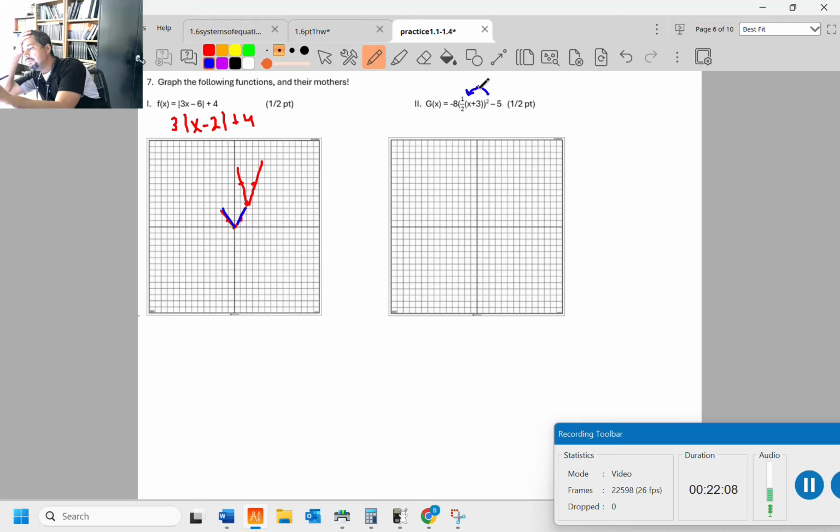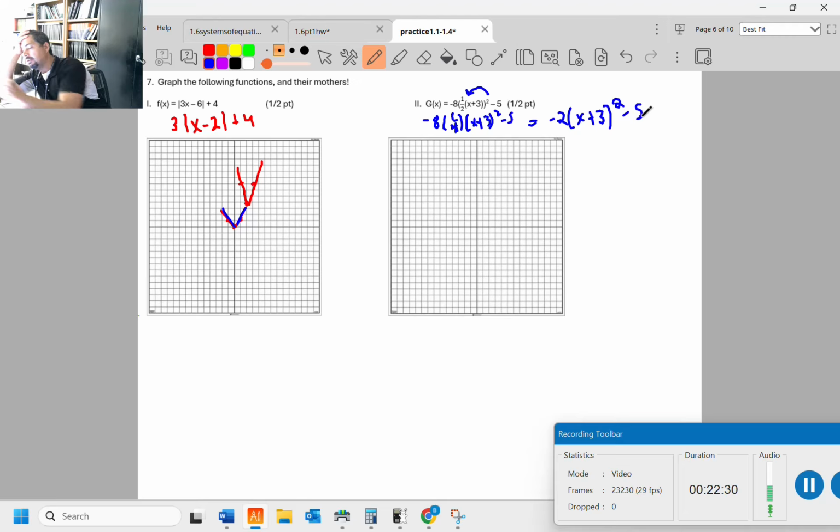All right, this one's going to take some work. You're going to distribute that 2. Now, you have a negative 8. A half squared is a quarter. And then you've got this x plus 3 that's now squared, minus 5. And that is supposed to be a quarter. Negative 8 times a quarter is negative 2. And now it's quite easy to graph.